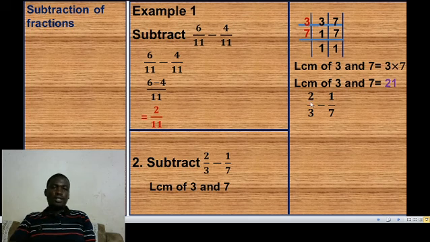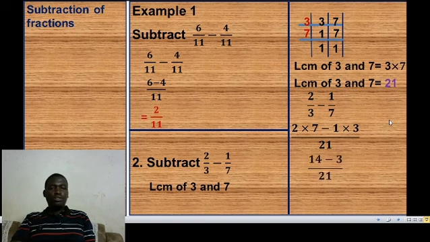We get 14. Then the same 21 we are going to divide by 7. What do we get? 3. The 3 is going to be multiplied by 1. So we say it is 2 times 7, where 7 was the result of dividing 21 by 3, times the numerator, which is 2. Then 3 is the result of dividing 21 by 7, and you multiply by the numerator 1, out of 21.